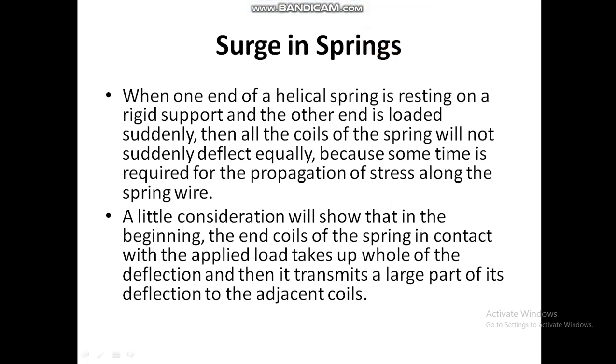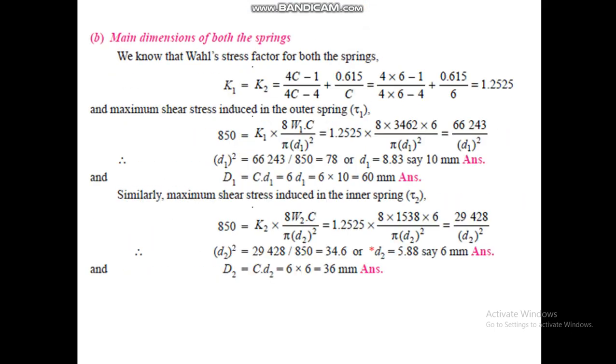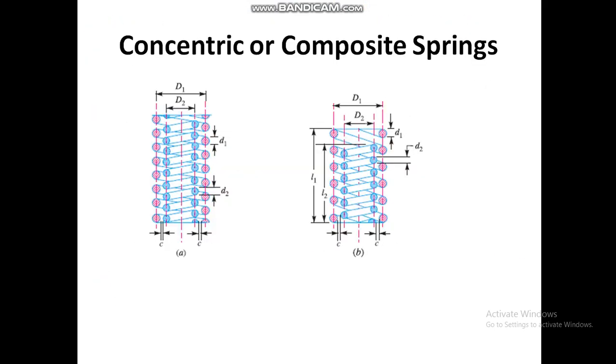Hello students. So this is Springs part 7 and we were discussing surge in the springs. As I have told you, whenever we compress a spring or apply a force on the spring, for example this is your spring and I am applying a force from the top side, the deflection of the coils will be gradual. That is, the deflection will travel from upper coils to lower coils gradually, and this deflection propagates from upside down, and when it reaches down then this deflection moves back towards upwards.